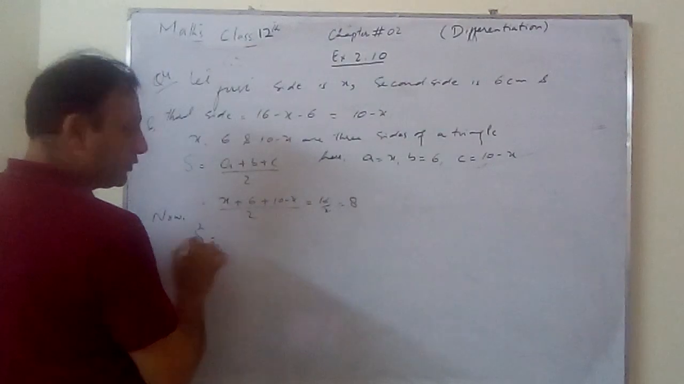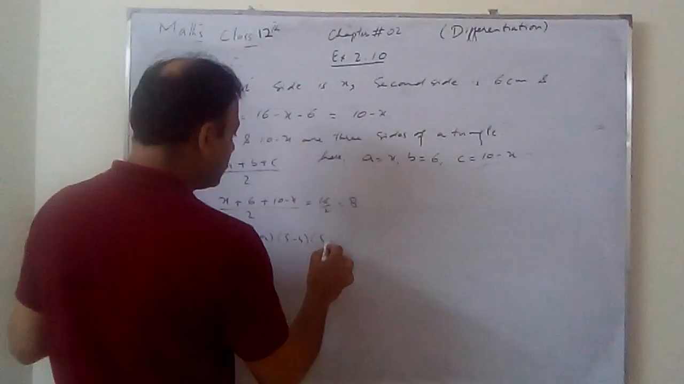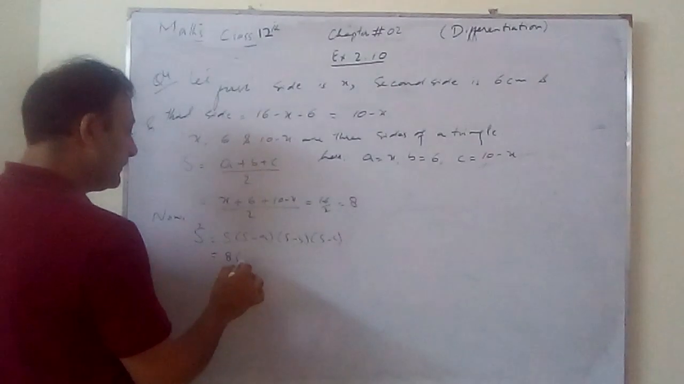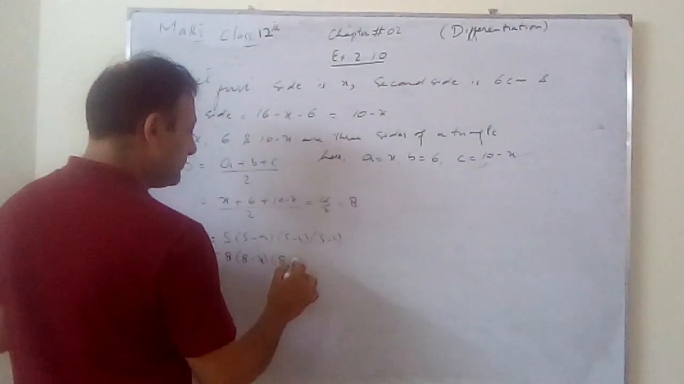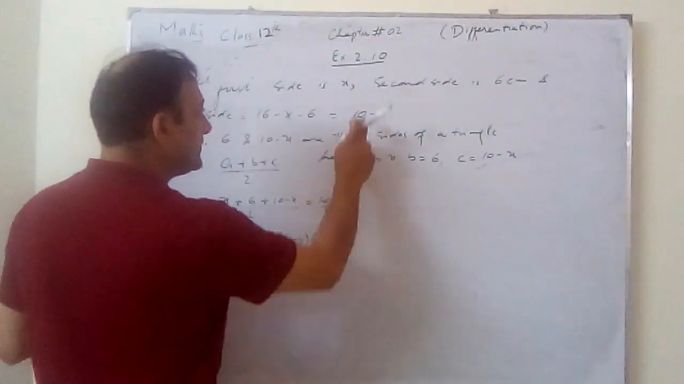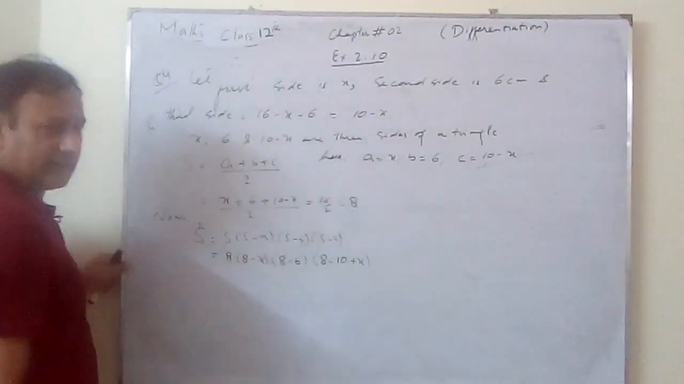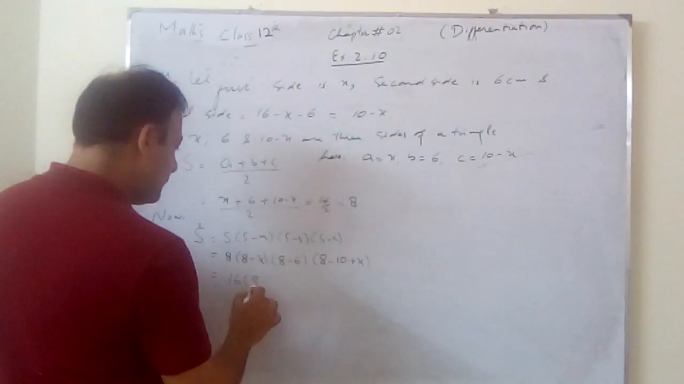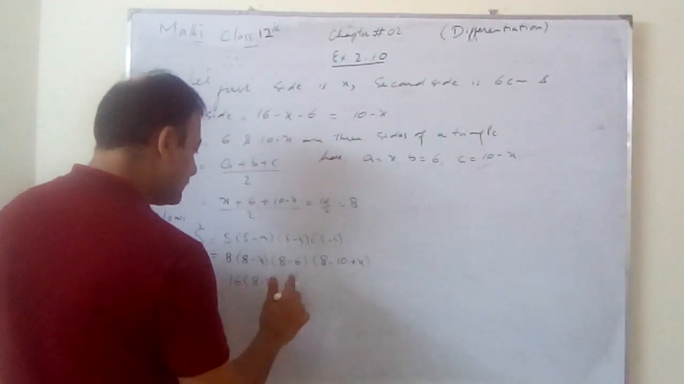Now s square is equal to what? s into s minus a, s minus b, s minus c. Putting the values, we have 8, 8 minus x, 8 minus 6 and 8 minus 10 plus x. So here 16, 8 minus x minus 2 plus x, or x minus 2.